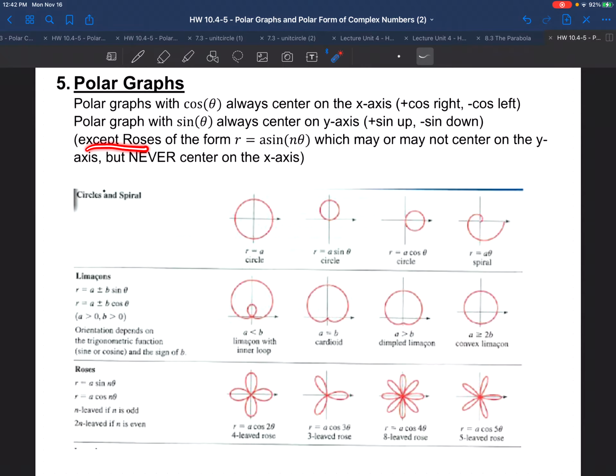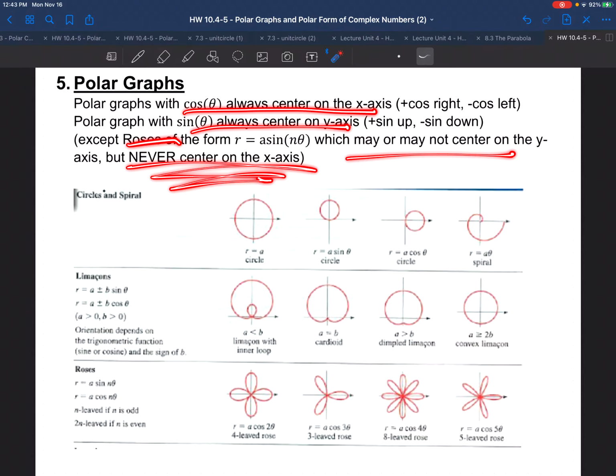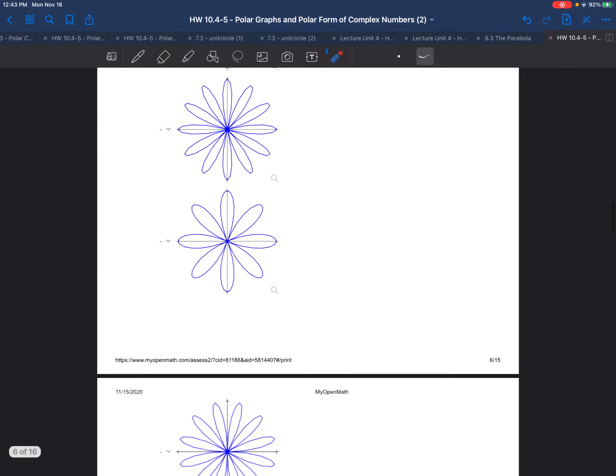Except for roses. That's what I want you to see. Of the form sine, so sine roses, of which there are no examples down here, they may or may not center on the y-axis, but they never center on the x. So that's the crucial piece. Let me say that again. Cosine always centers on the x. Sine usually centers on the y, except for roses, where the sine may or may not center on the y, but it for sure won't center on the x. That's how you tell them apart. All right, we'll see. So we go through this example.